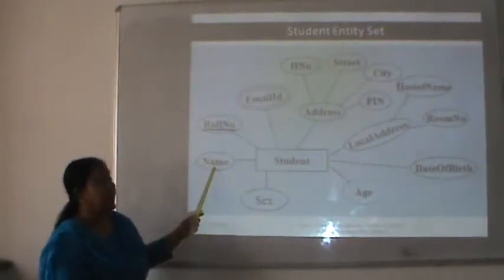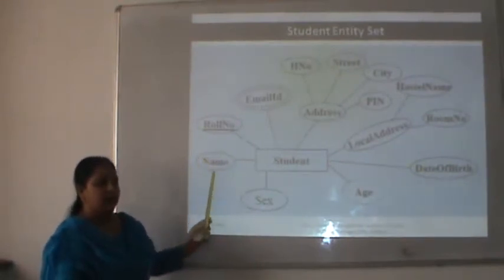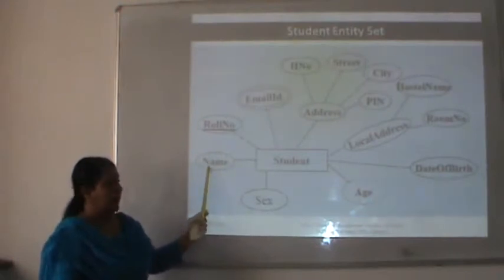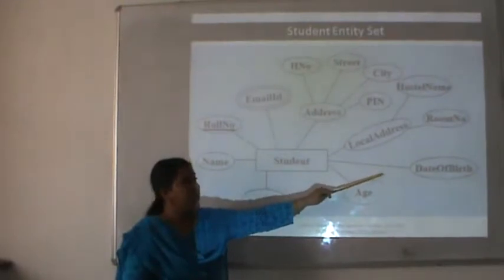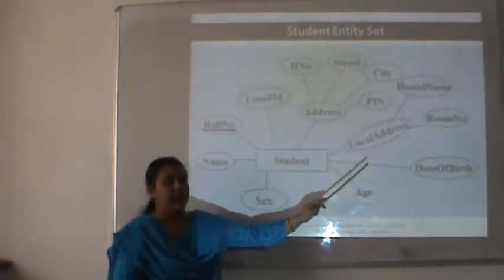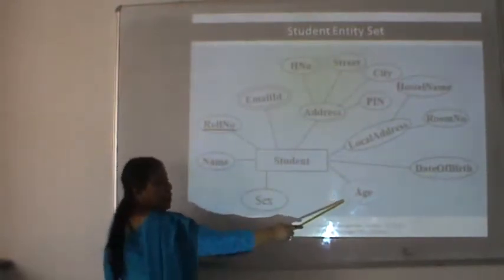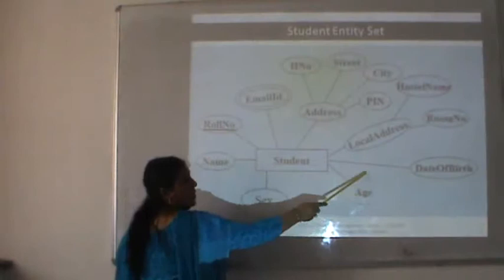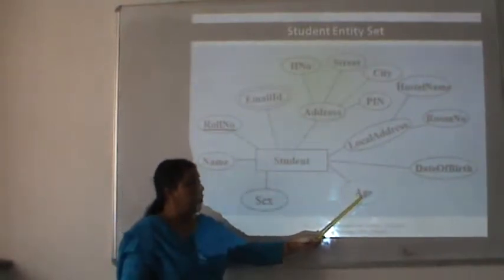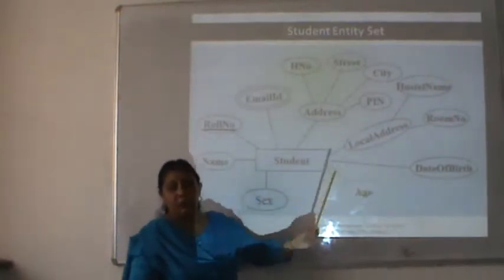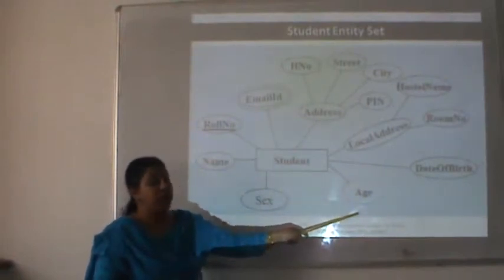For example, name. Name here is a simple attribute. It consists of a string. Similarly, date of birth. Date of birth is again a simple attribute. It is atomic. It holds atomic values. Here, age. As you can see, age, as we know, is a derived attribute. The value of age can be derived from the value of date of birth. So, we have represented it with a dashed ellipse.